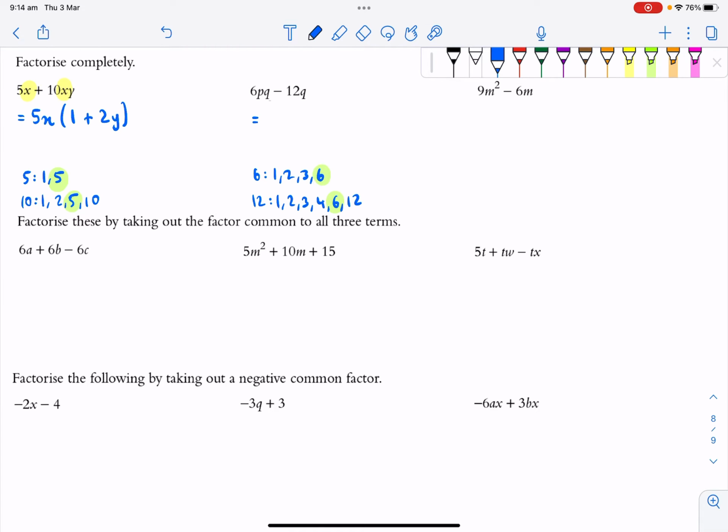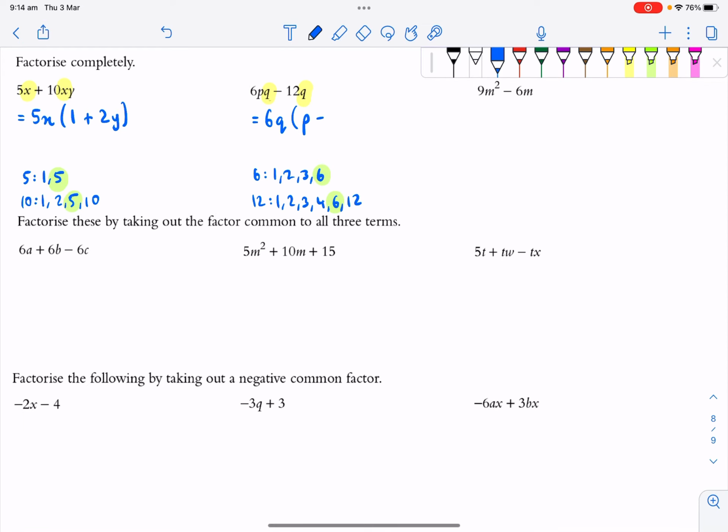Then I look at both terms and I see if there's the same letter in both. And we can see that q is common to both. So let's also take out q. And then I do 6pq divided by 6q. What's easy about this, you just write whatever's left behind, and that was the p. The p was left behind.